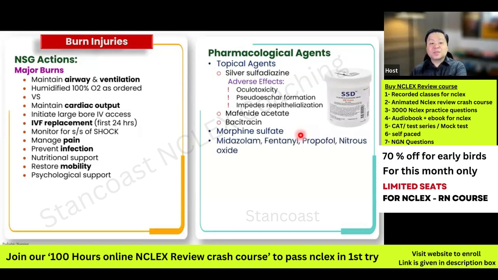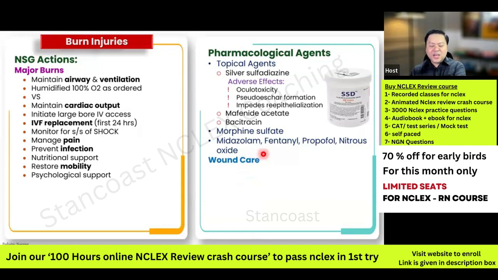Now, here, another would be the application or the administration of midazolam, fentanyl, propofol, nitrous oxide, which are given when our patient will be getting debridement, let's say a surgical procedure to remove those debris. And this will require the eye of the anesthesiologist as well in the procedure room or the operating room.